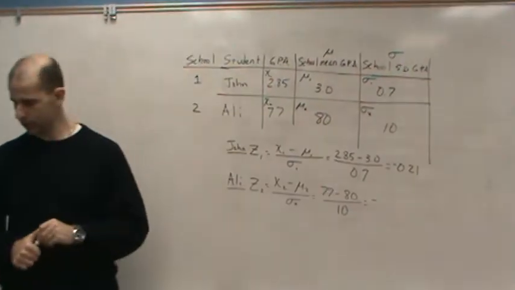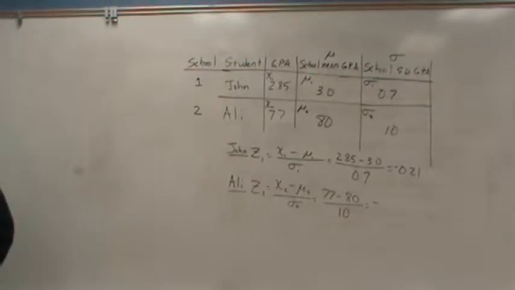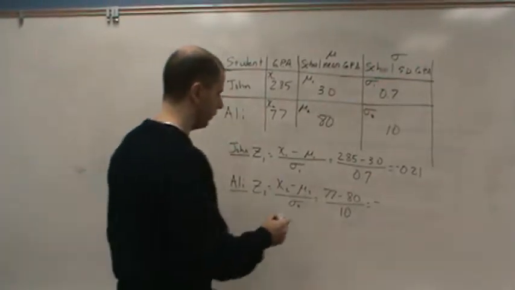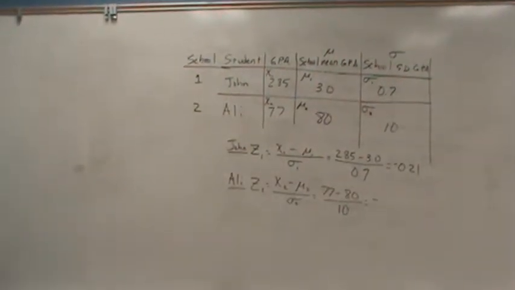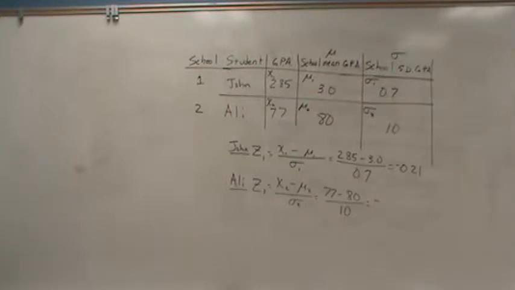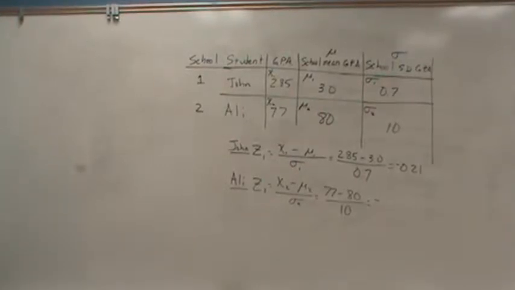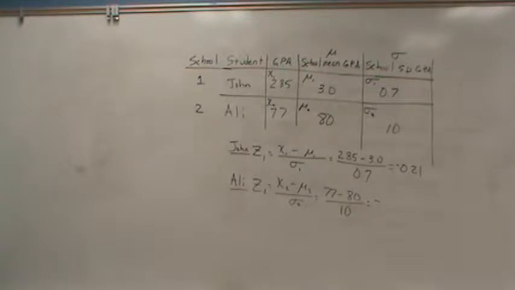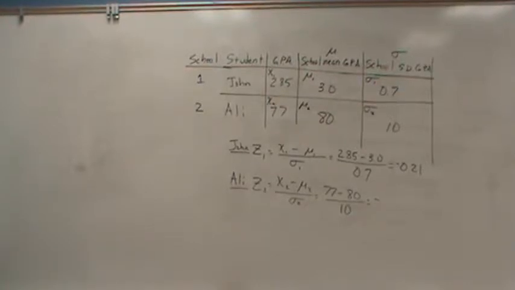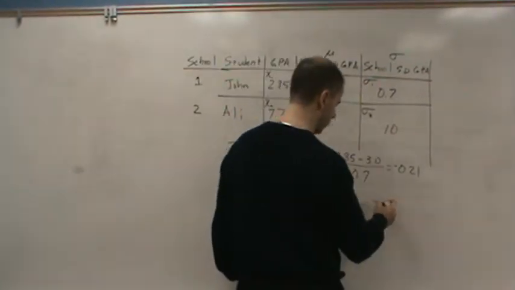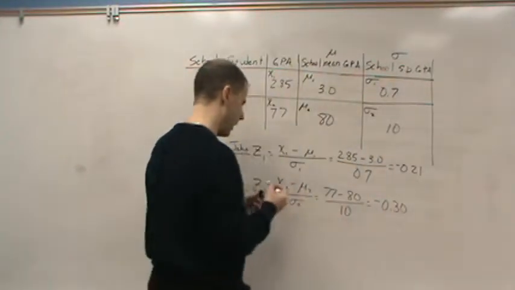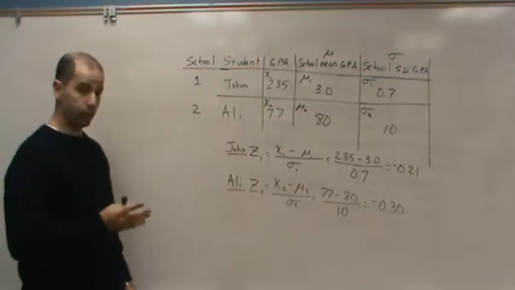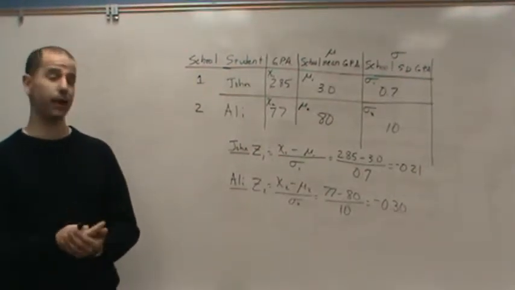Okay, so now here's the moment of truth. So what do we get? We get negative 0.30. Let me make sure. Yeah, so it's going to be negative 0.30 exactly. So now, the moment of truth. So who did better? Who has the better GPA?